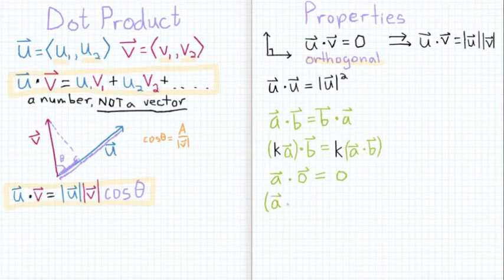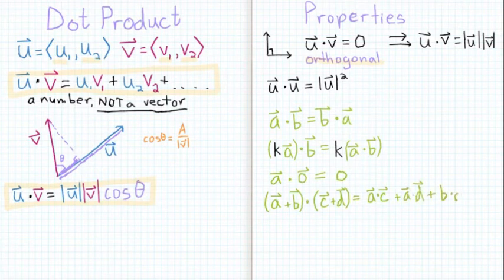Lastly, if I have the sum of two vectors, so a plus b, and I dot it with the sum of another two vectors, c plus d, I can do that by foiling the vectors together. That's the dot product of the firsts, plus the dot products of the outside, plus the dot products of the inside, plus the dot products of the last.